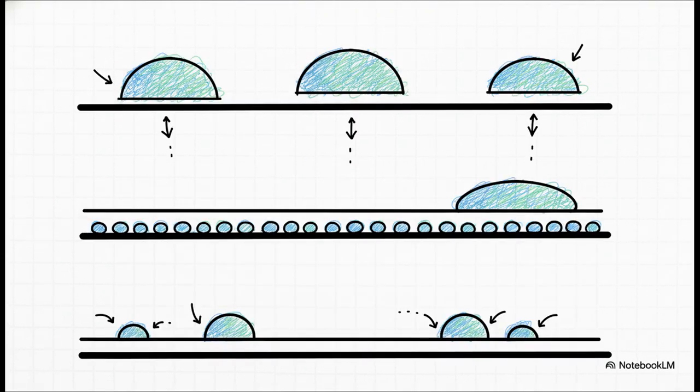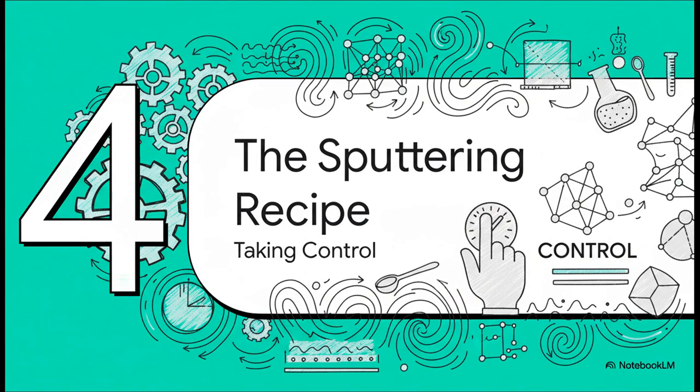And get this, the atoms don't just land in a random, messy pile. Oh no. Depending on the conditions we set, we can actually guide them to arrange themselves in very specific patterns. We can get them to form perfect one-atom-thick layers, or to clump together in tiny, uniform islands. It just shows you how incredibly precise this whole construction process can be. Now, this whole thing might sound a little chaotic, right? Atoms flying everywhere, but it is anything but.